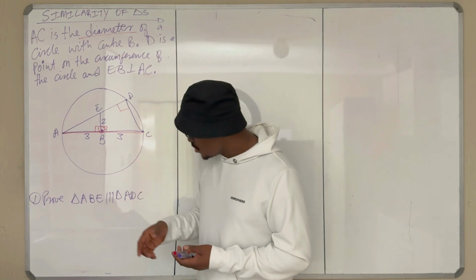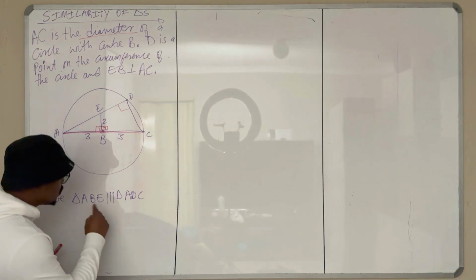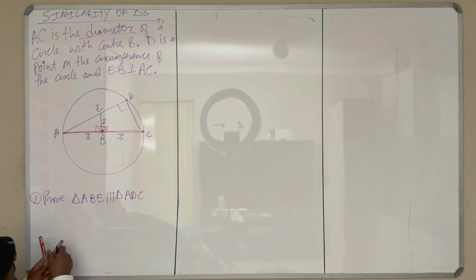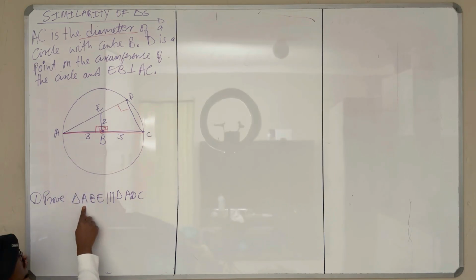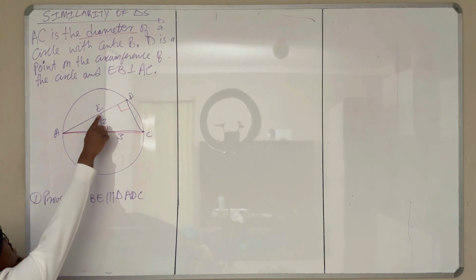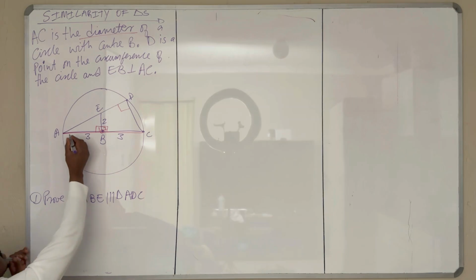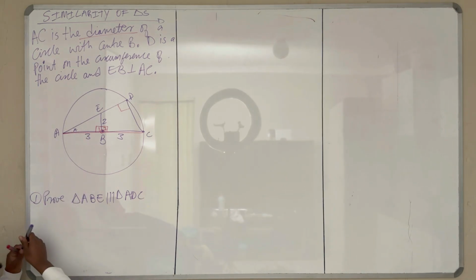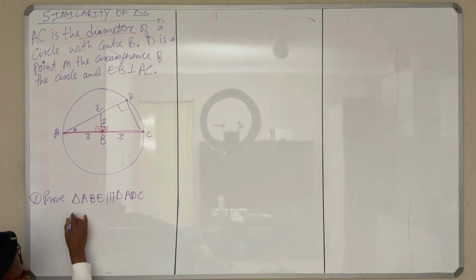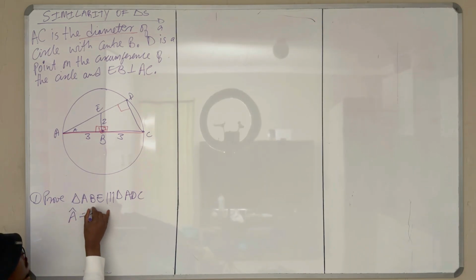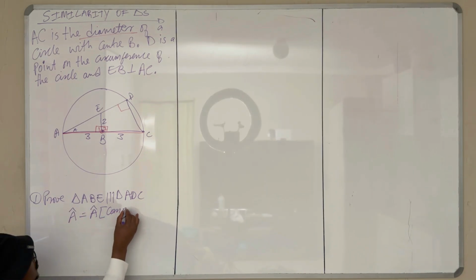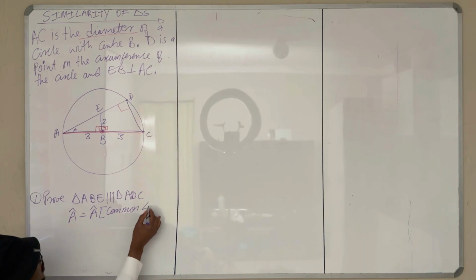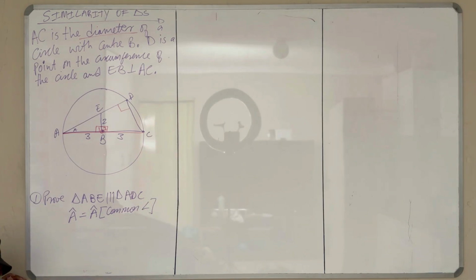So in that case, to show that these two are similar, we can say, this angle A for ABE is the same angle for ADC as well. So in this case, we can say angle A is equal to angle A. Why? Common. It's a common angle, shared by both of them.